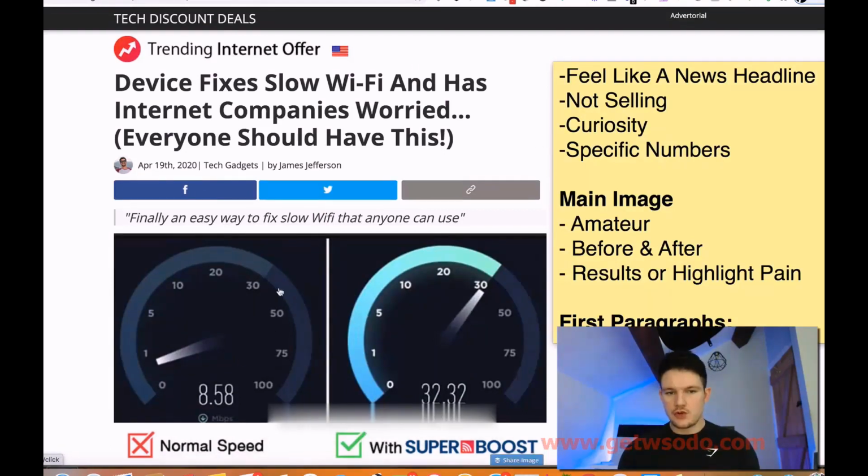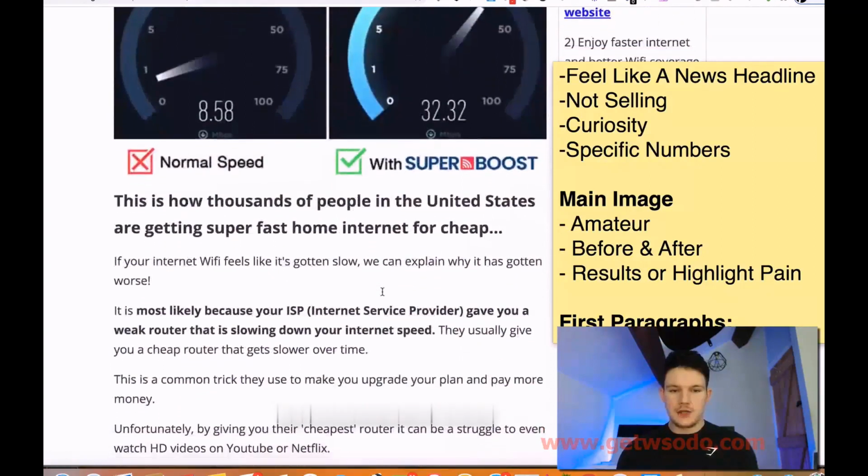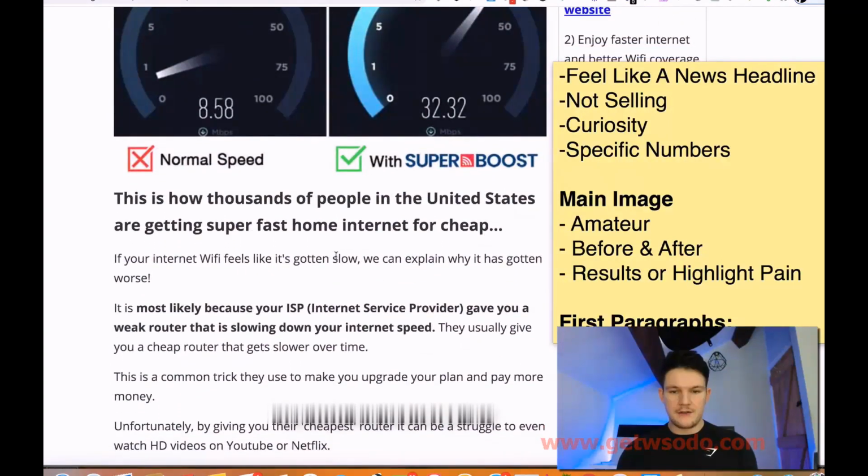So that's the structure of the top of the page, and it is different depending on the angle you're going for. There's a few different formats you can go down, which we'll touch on in this video. But that is the main advertorial, attention-grabbing, non-selling headline and image, which is going to grab the reader in and get them to read the rest of the article.